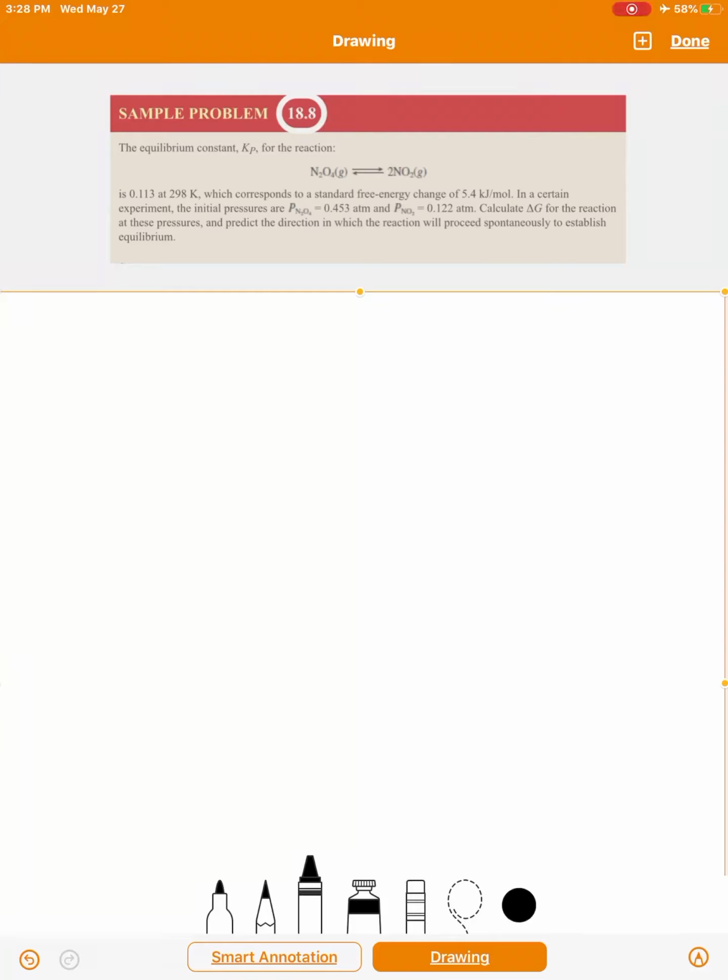Sample problem 18.8. The equilibrium constant Kp for the reaction N2O4 gas converted into NO2 gas is 0.113 at 298 Kelvin, which corresponds to a standard free energy change of 5.4 kilojoules per mole. That's a positive value, by the way.